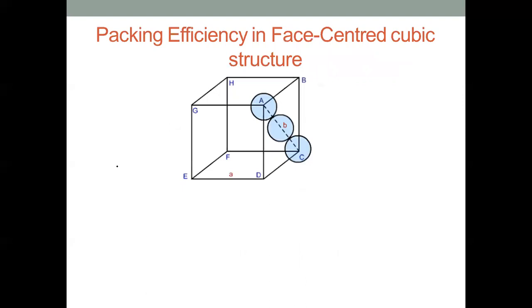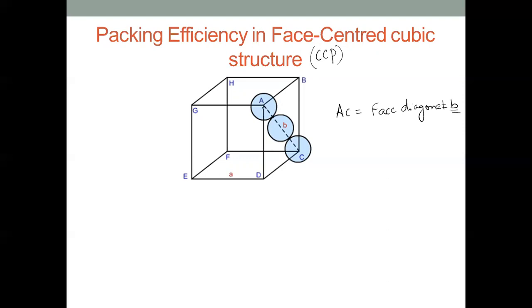Now let's calculate the packing efficiency in CCP or face-centered cubic structure. In order to know this, let's first understand what the face diagonal is. The diagonal which passes through and touches two corners along a face is the face diagonal. So this AC is the face diagonal, which I'm representing as b here.